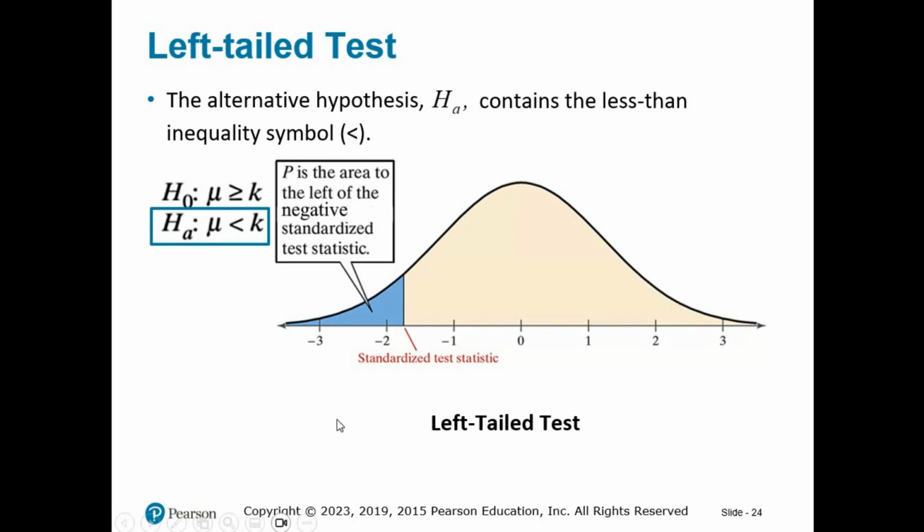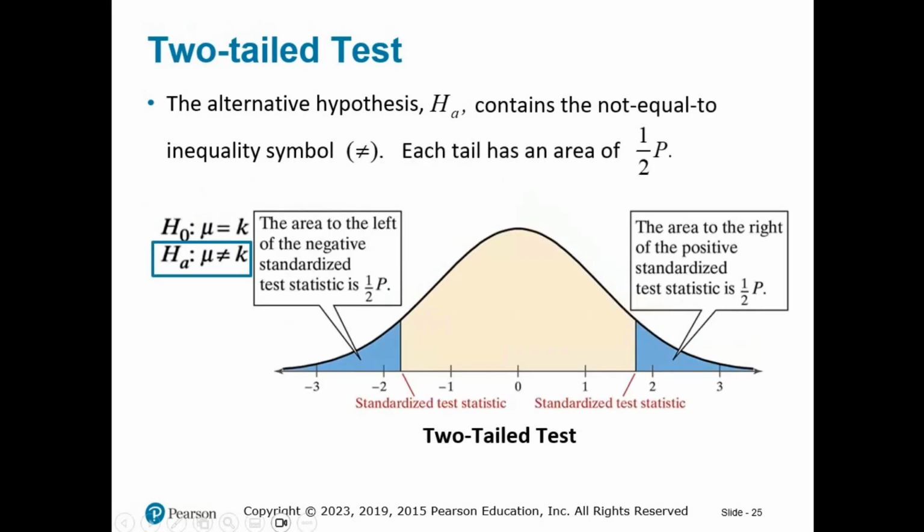I bet you can guess what's going on with the two-tailed test. The two-tailed test is used for the inequality symbol. Each tail has an area of half of P, 1/2 to the left of the negative standardized test statistic, and 1/2 to the right of the positive standardized test statistic. Okay, so this is always done with the alternative hypothesis because it will always have strictly inequality symbols. We should be able to tell from any set of hypothesis statements what the graph should look like.